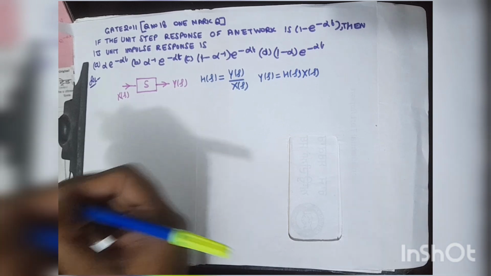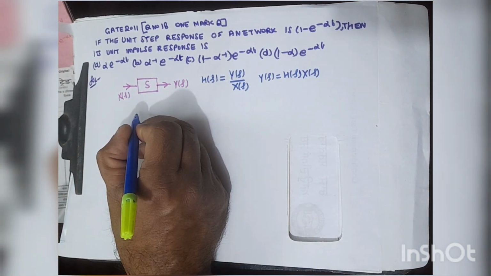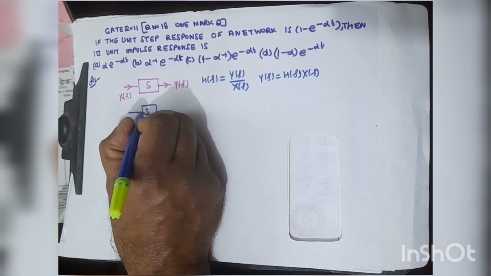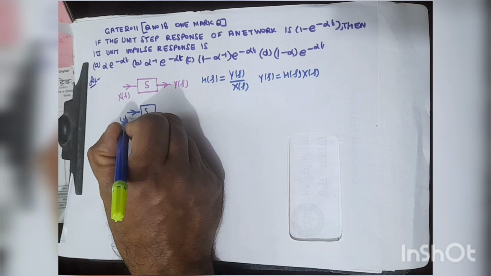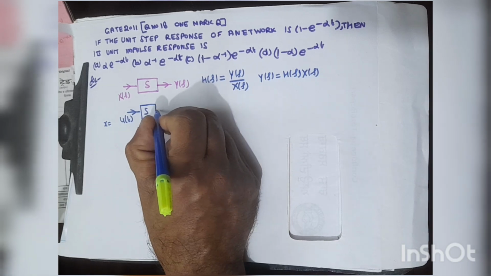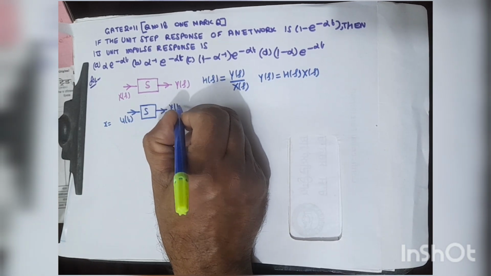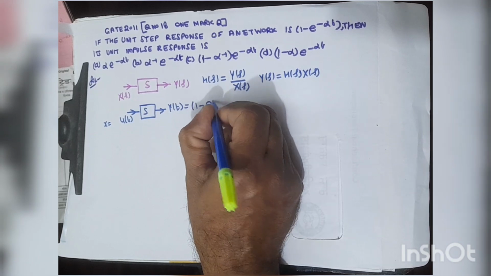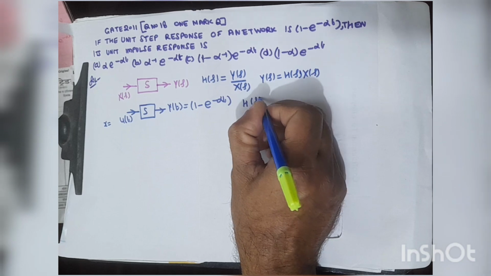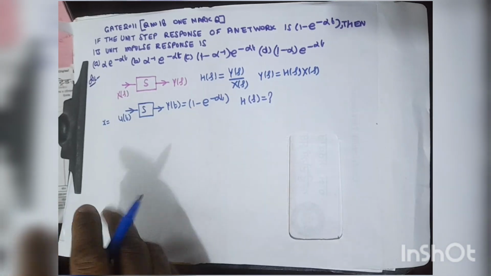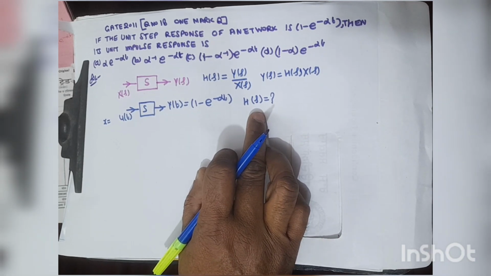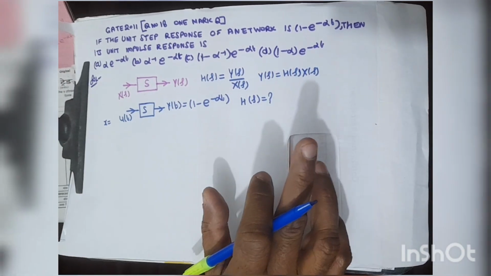So first, in the first case, a unit step signal is applied to the system. Let x(t) be equal to the unit step signal. Then y(t) is given as 1 minus e to the power minus alpha t. We have to calculate the transfer function H(s). Because input and output are given, we can calculate the transfer function, and then for the unit impulse we can get the output.